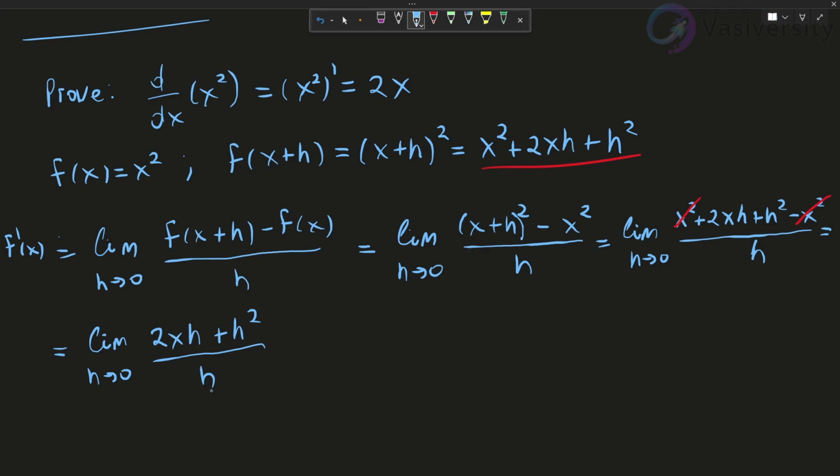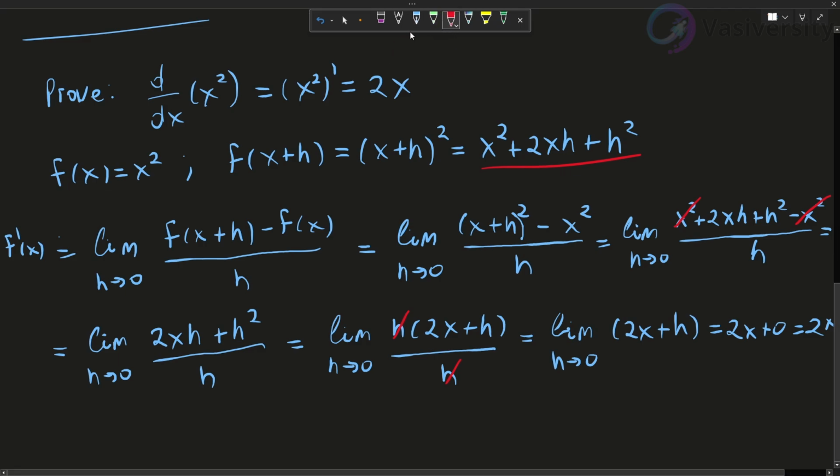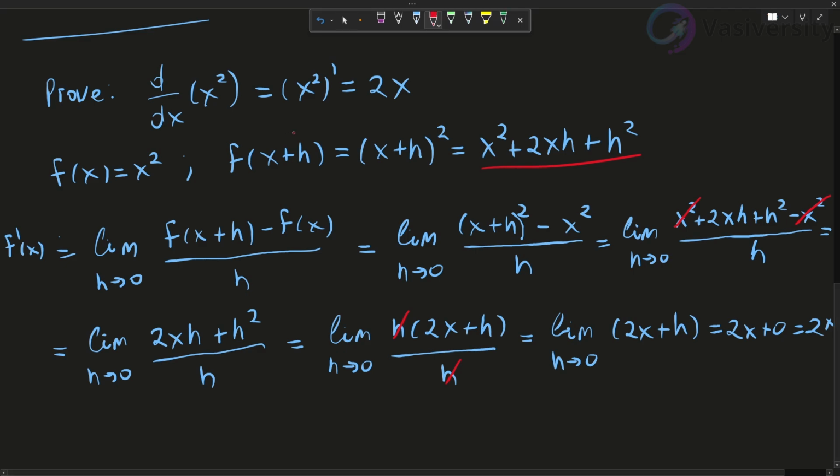All right, let's notice that in the numerator we do have a common term, which is going to be h. So if we factor out, the limit as h approaches 0 of h times (2x plus h) over h, we can notice that h and h cancel out. So we're going to have the limit as h approaches 0 of 2x plus h, which is equal to 2x plus 0, which is equal to 2x. All right, and so this solution is exactly equal to this solution.